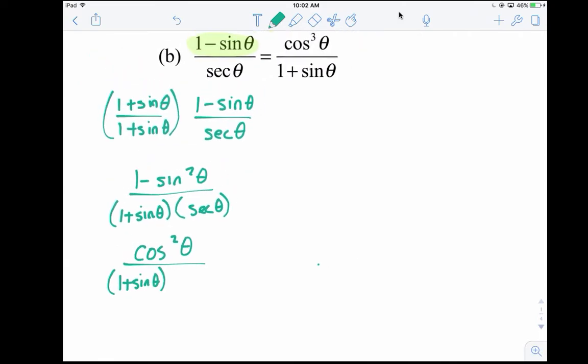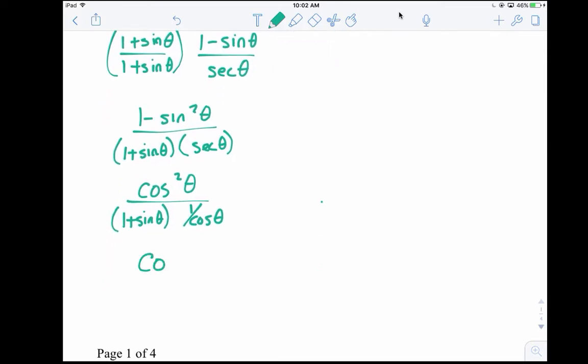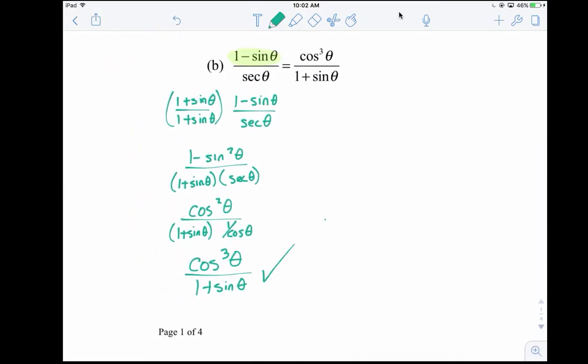If you look on the other side, you need 1 plus sine in the denominator. So now you have to figure out how else can I make cosine to the third power. So if I change secant to be 1 over cosine, what you'd be allowed to do is then bring that cosine into the numerator, which will make it cosine to the third divided by 1 plus sine. Alright, which is what you have there on the other side.